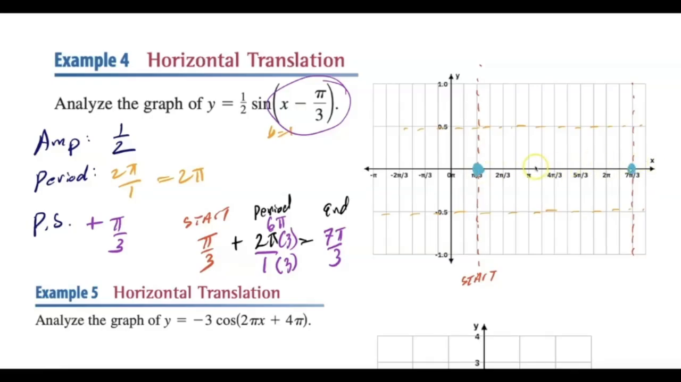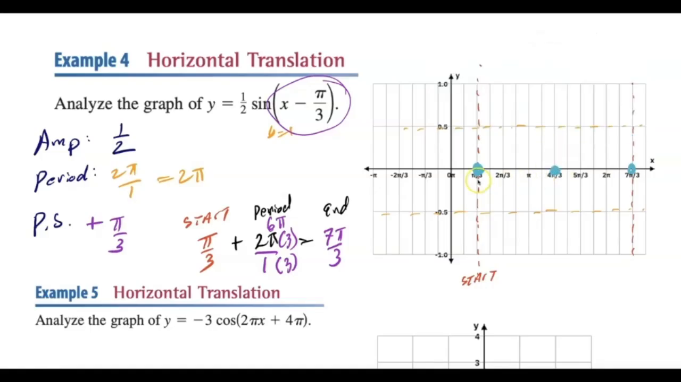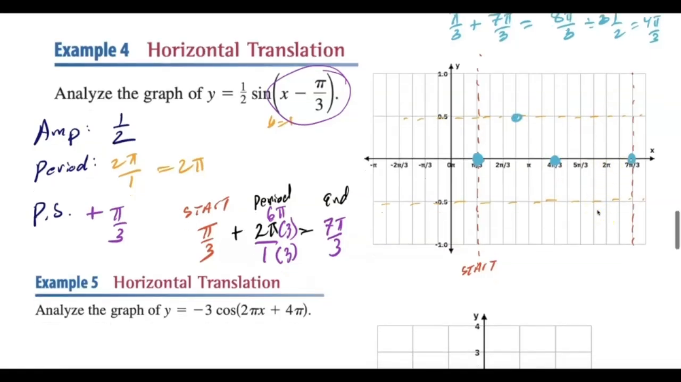Halfway. Now you could figure out halfway, as we always do: add them up and divide by 2, but most of the time you can just eyeball it. 4 pi over 3 works. That's about halfway. If you're not sure, you can always find halfway by adding them up. Pi over 3 plus 7 pi over 3 is 8 pi over 3. Divide that by 2, times by 1/2, and you get 4 pi over 3. That always works, but most times you just eyeball it. Halfway between these two is my highest point, which would be right here. Halfway between these two is my lowest point of the amplitude, right there.